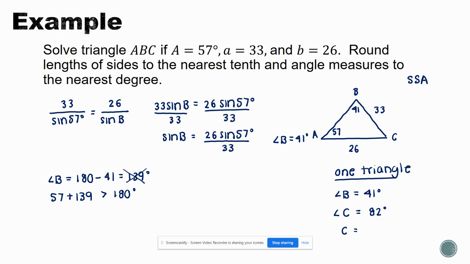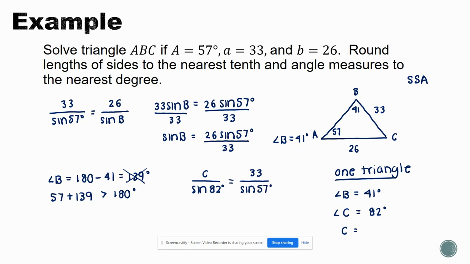So going back to the law of sines, I know that C has to be over the sine of angle C. Well, we just calculated angle C to be 82 degrees. You can honestly set it equal to either the side of A or the side of B, and I'm just going to do the side of A because we were given that. We were given both of them, but I'm going to do 33, and so that means I have to put it over the sine of angle A, which was 57.